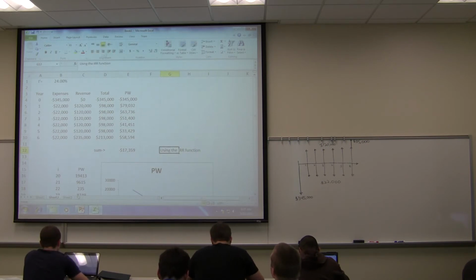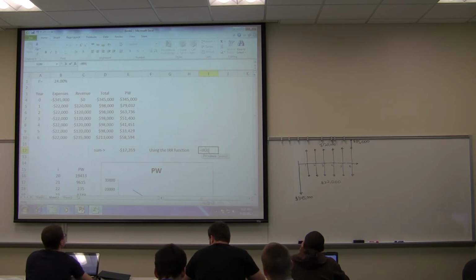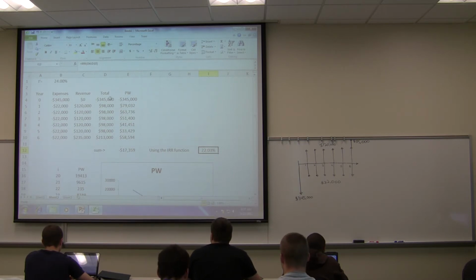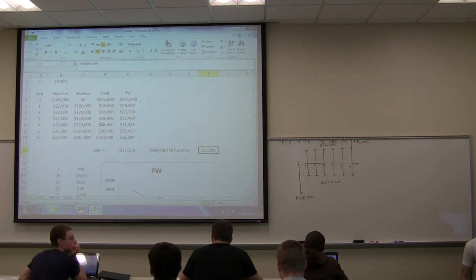Okay, so equals IRR, the values. So it wants to know the values. And the guess that it's expecting is optional. That's when it's in brackets like that, it means you don't necessarily have to provide it with an initial guess. 22%. Boy, Excel is smart. So what I highlighted was not the present worth values. I highlighted the actual values in the year that they're in. So, the total values?